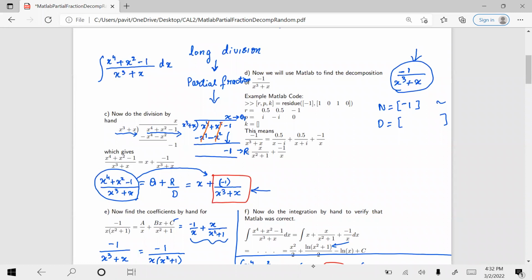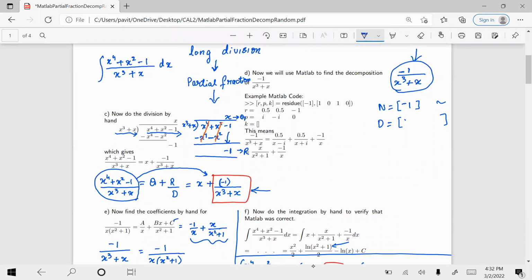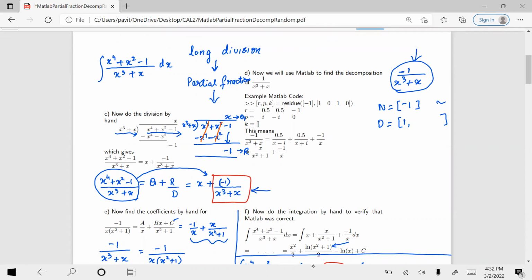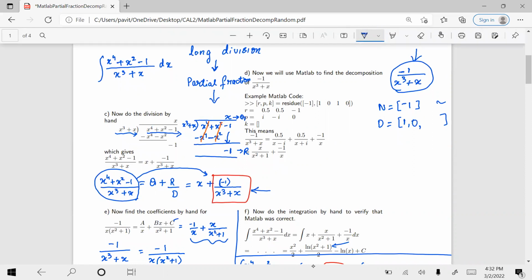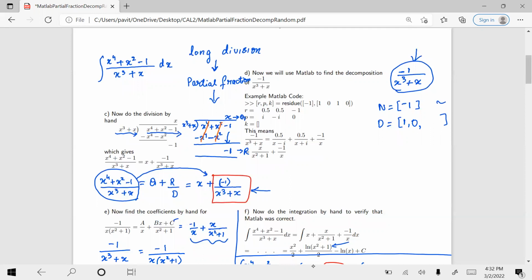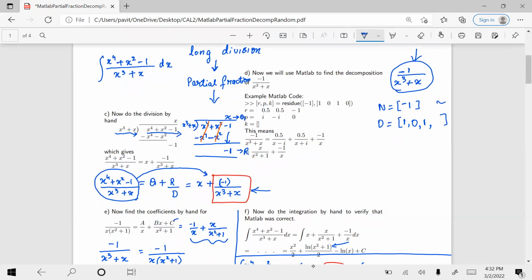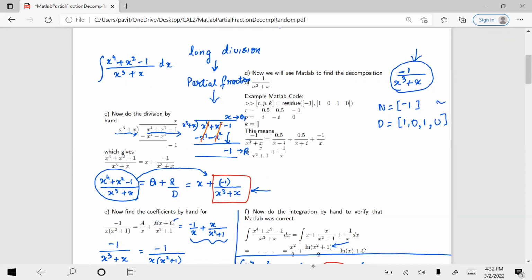We have x cube as the highest degree, so x cube has a coefficient of 1, comma. We do not have x square, so we will write it as 0. We have x, and the coefficient of x is 1. We do not have a constant, so we will write it as 0. That's how we get -1 here and 1, 0, 1, 0 in the denominator.